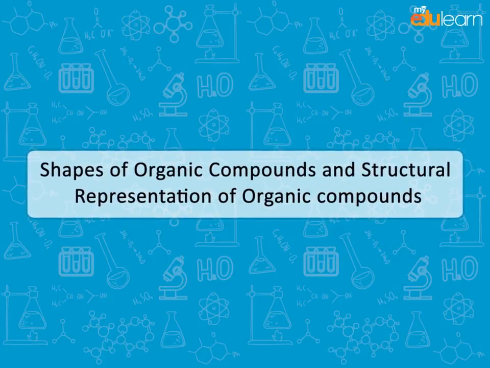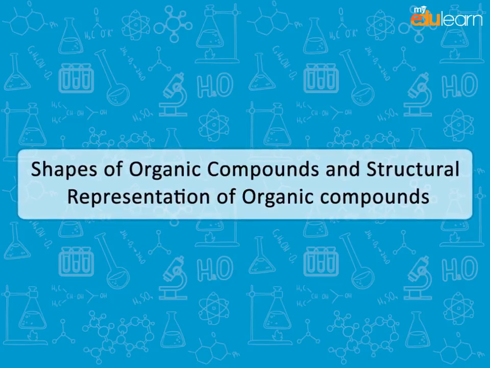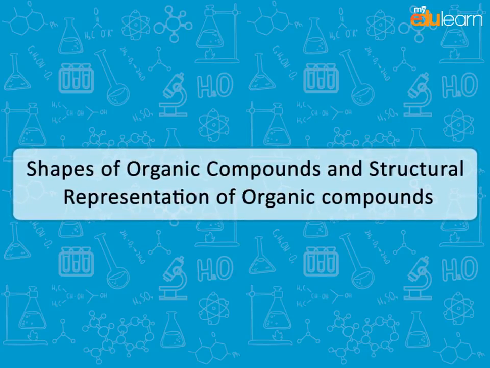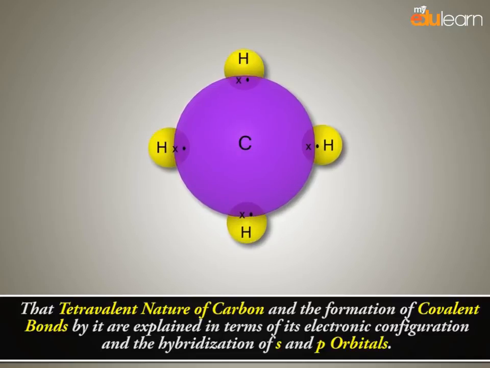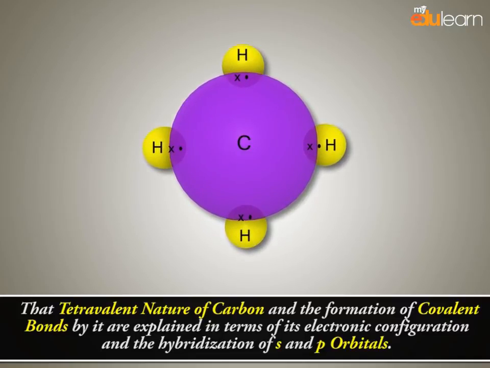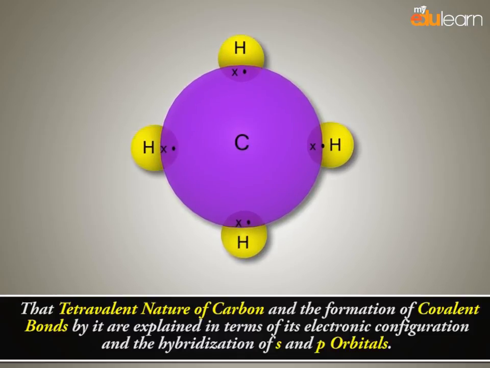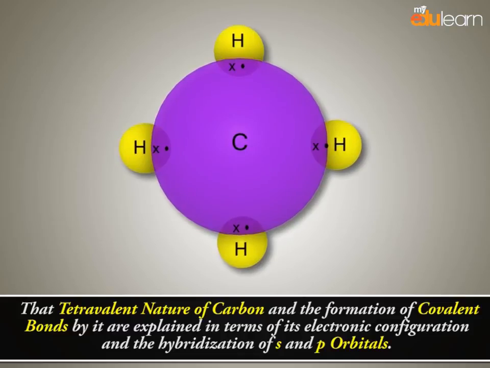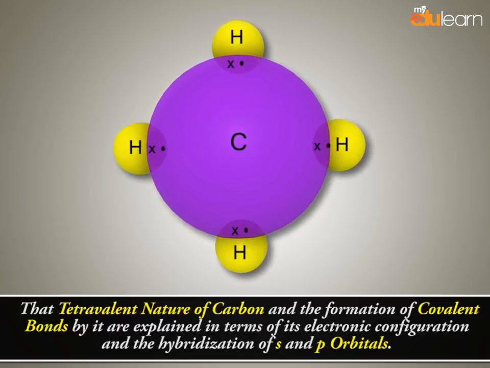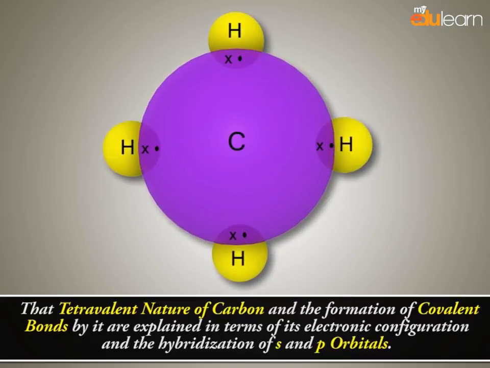Shapes of organic compounds and structural representation of organic compounds. We already know that the tetravalent nature of carbon and the formation of covalent bonds by it are explained in terms of its electronic configuration and the hybridization of s and p orbitals.